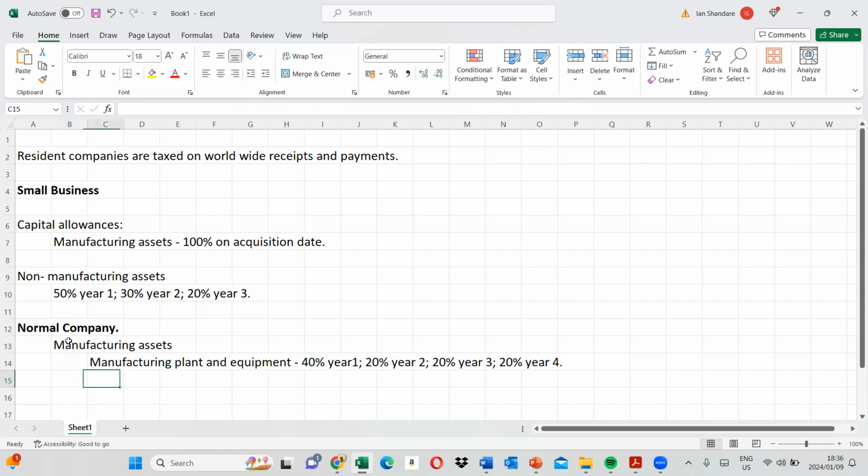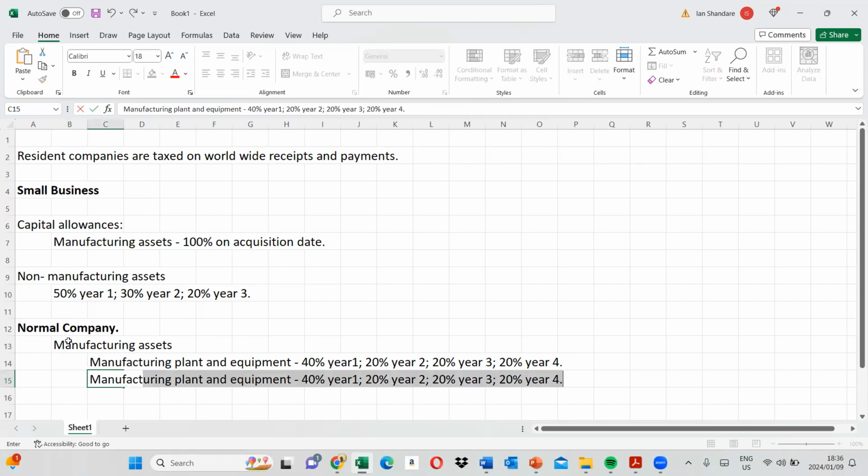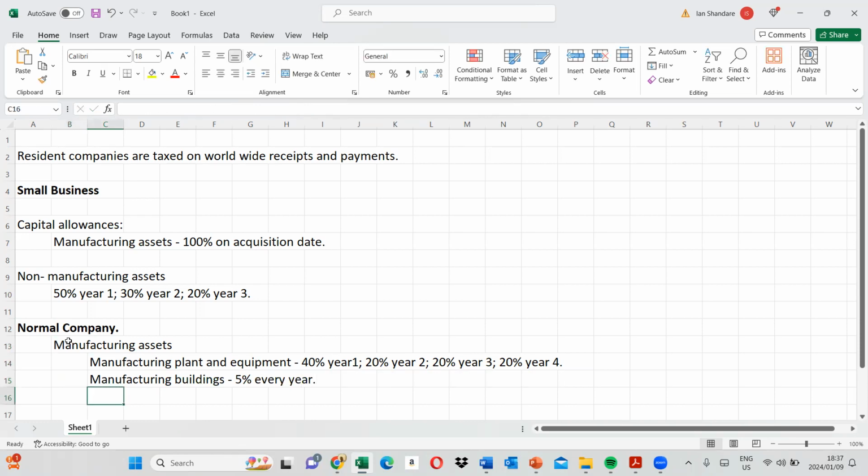So manufacturing equipment, and then we have manufacturing buildings. So you claim 5% every year. So you claim 5% allowance every year in regards to your manufacturing building.